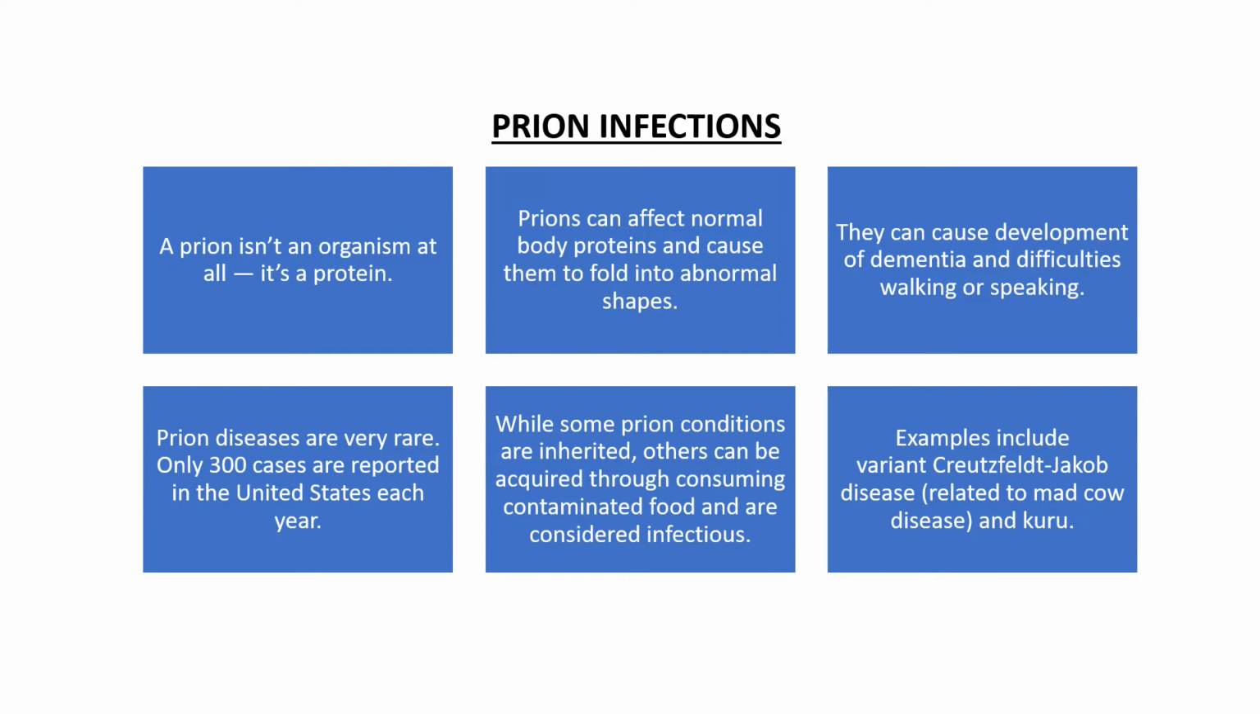While some of these prion conditions can be inherited, others can be acquired through contaminated food, and therefore they are considered infections in the first place. The classic examples for prion infections include Creutzfeldt-Jakob disease, better known as a type of mad cow disease, and Kuru.